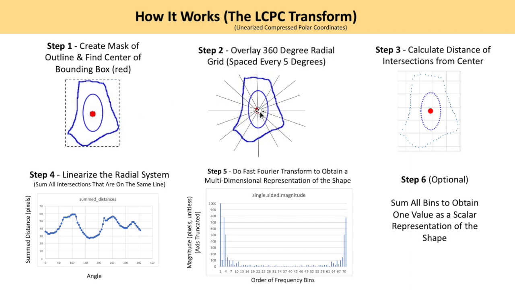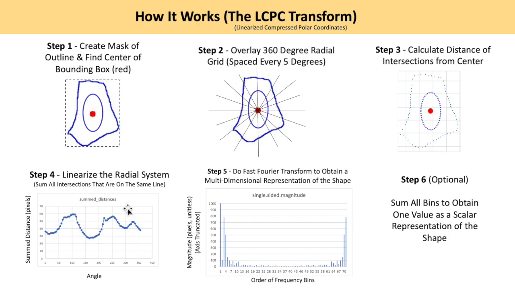And in step two, that red dot is the origin of a radial grid system that overlays lines on your object. In step three, ShapeGenie then finds every intersection between the radial lines and your object. And in step four, ShapeGenie linearizes the data into two dimensions, x and y. The x-axis is the position of the angle, that is, of each radial line, and the y-axis is the distance from the origin.